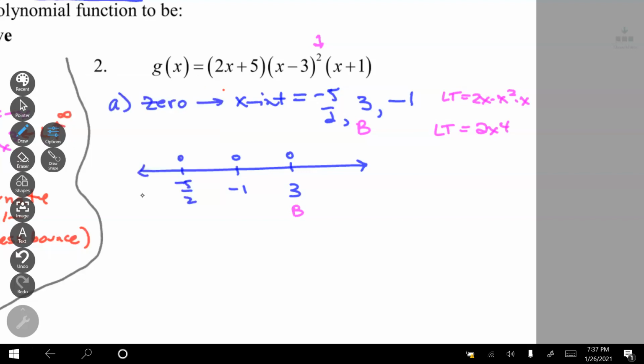Now with my leading term, I know with this 2 value, the right side is going to go up to positive infinity, and because of this 4 here, the left side is going to be the same, also going to positive infinity. But that doesn't really matter. I'm going to see it in the end. So because of this right side leading term of 2, the right side has to be positive. It's going to go up, up, up.